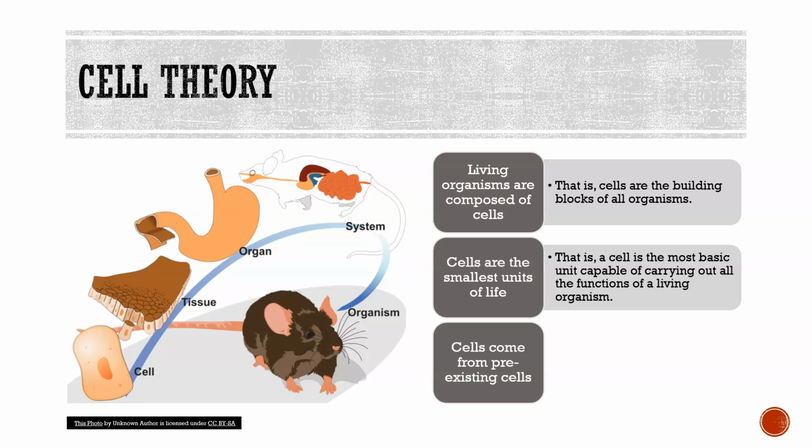Now, cells come from pre-existing cells. They don't just spontaneously generate. Genetically, they come from a parent cell. And just thinking back to our previous years of study, knowing the hierarchy of cellular matter. So you start with your cell, and then a group of cells together is known as a tissue. A group of tissues together form an organ. A group of organs together form the organ system, and then a group of organ systems together form the organism.